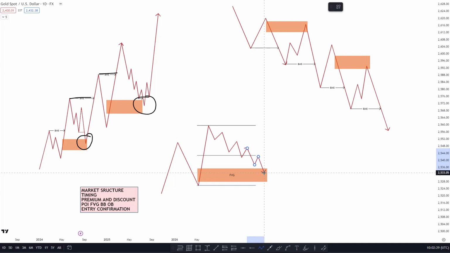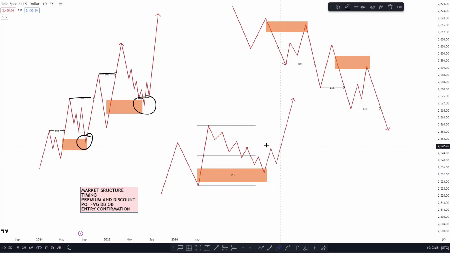Right now we've had price mitigate our point of interest. I want an entry confirmation. It's basically the smaller time frame realigning with the higher time frame trend. The higher time frame is in an uptrend. The smaller time frame was in a downtrend, and right now the smaller time frame has also switched towards an uptrend. We will just wait for a confirmation here, then we take our entry after price has given us this order flow realignment.